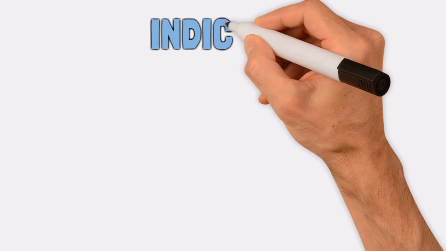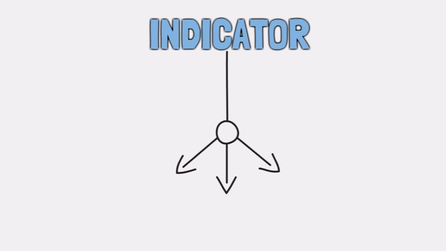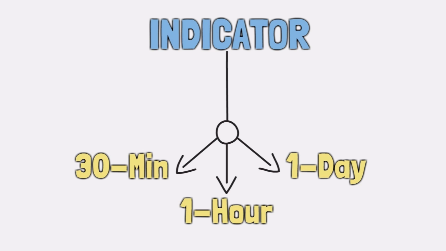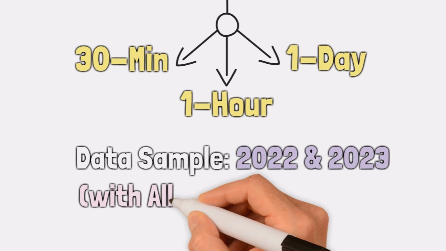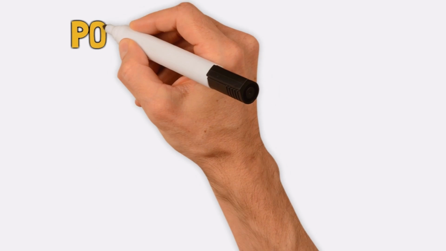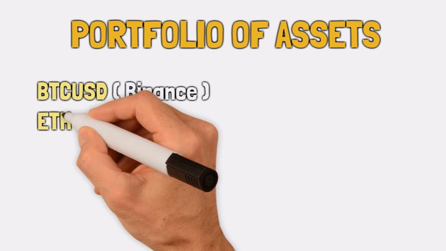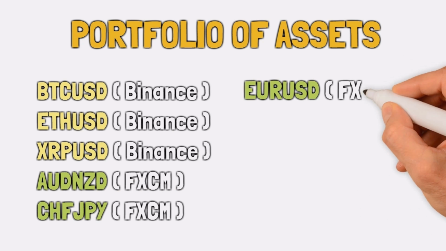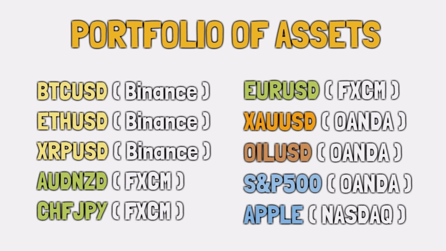So for every indicator I will bring to this series, I will backtest it in 3 different time frames: the 30 minutes, the 1 hour and the daily one. On every time frame I will use the data sample from 2022 and 2023 with all the available trading sessions, with an efficient and diverse portfolio of assets from different markets, which are Bitcoin, Ethereum, XRP, 3 currency pairs, gold, oil, the S&P 500 index and the Apple stock, being the data sources the most used ones.